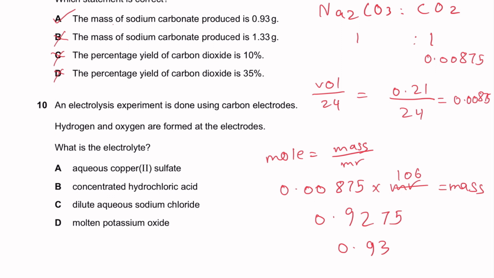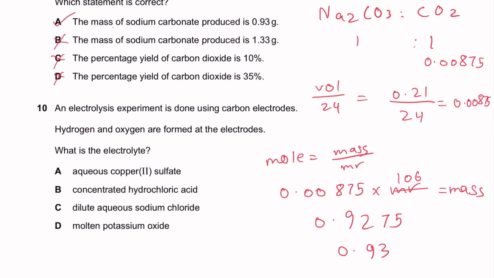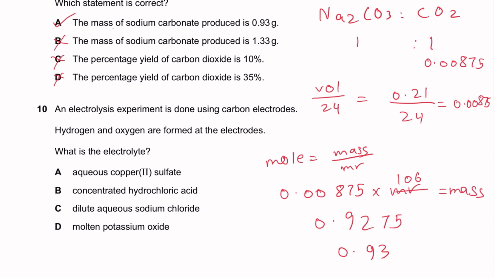An electrolysis experiment is done using carbon electrodes. Hydrogen and oxygen are formed at the electrodes. What is the electrolyte? Aqueous copper 2 sulfate. If aqueous copper 2 sulfate is electrolyzed, copper would be formed, so it's wrong. Concentrated hydrochloric acid. If it would be electrolyzed, chlorine will be formed.